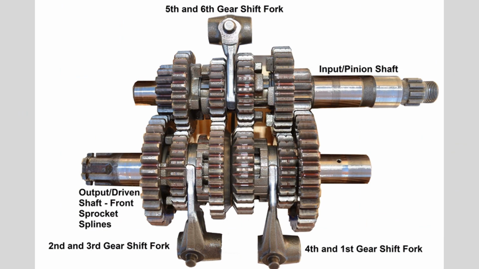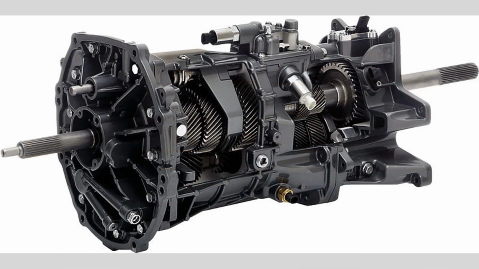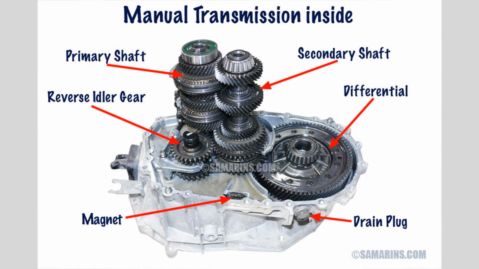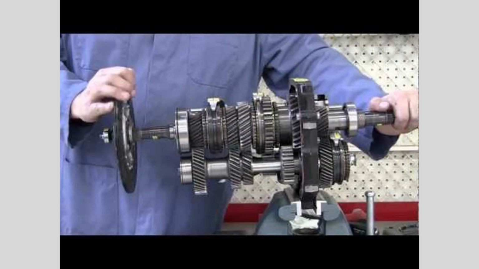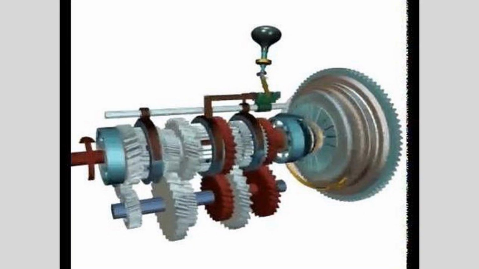Advantages of manual transmissions. Manual transmissions offer several advantages. They provide greater control over gear selection, allowing drivers to match the engine's power and torque to specific driving conditions. Manual transmissions are also generally more fuel efficient than automatic transmissions, and they tend to be more reliable and less expensive to maintain and repair.